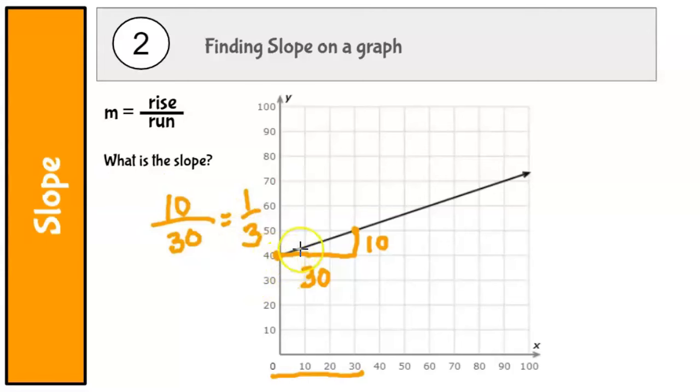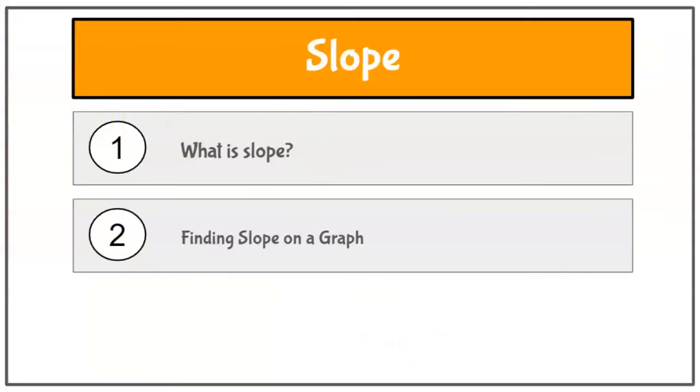Now, if you counted 1, 2, 3 blocks, and I counted 1 block, it actually works out okay to not go by tens on this one, but that's just because my y and x axis have the same units. That's not always going to be the case, so be careful of that. So now, hopefully, you now know what slope is. It's a measurement of how steep the line is and how fast things are changing, the rate of change. And then hopefully you now know how to find slope on a graph.